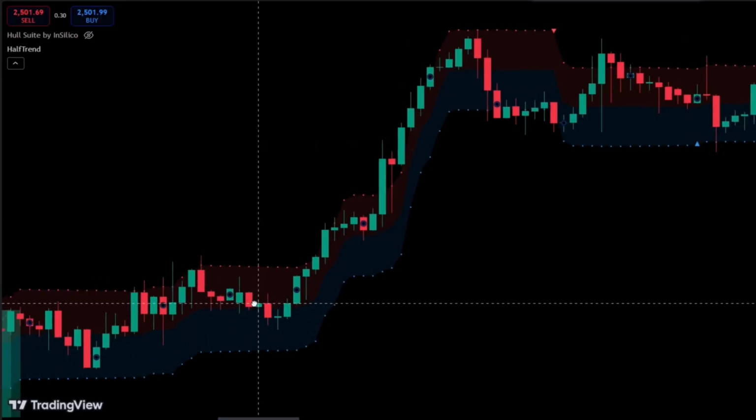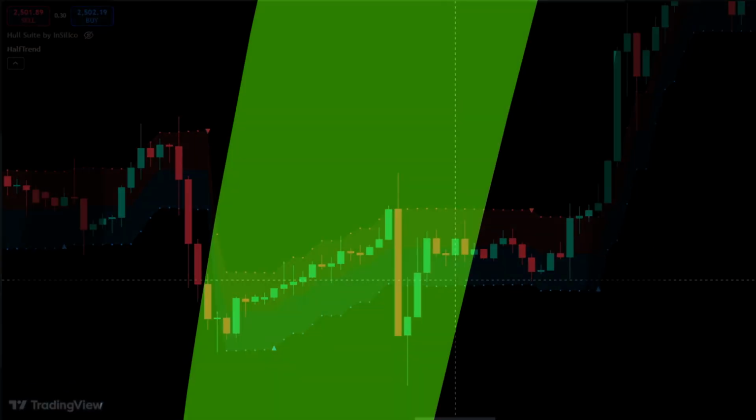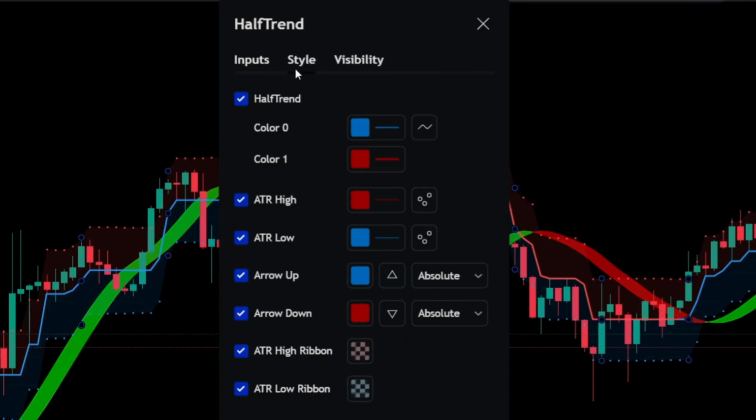The second indicator, half trend, is another popular trend indicator based on the average true range, ATR. To optimize this indicator, go to the half trend settings, navigate to the style section, and uncheck these boxes you see here to clean up your chart.